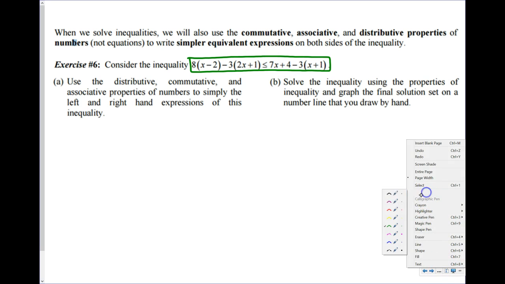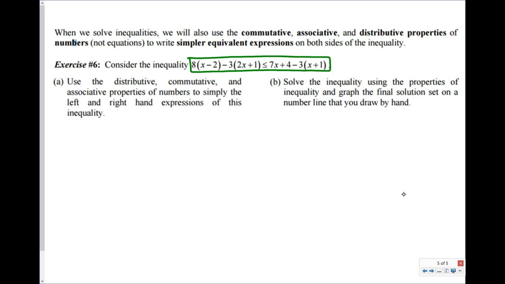What's the first thing that I always do when I start to solve? Well, I do what part A says, where I use all the properties, and I simplify the left, and I simplify the right. So I'm going to rewrite the whole inequality to keep my work nice and neat. 8 times x minus 2 minus 3 times 2x plus 1 is less than or equal to 7x plus 4 minus 3 times x plus 1. Now, if you want to, you can try and solve this on your own. I highly recommend it. See if you can do it, test your skills, and then check and see if you're correct. Okay?